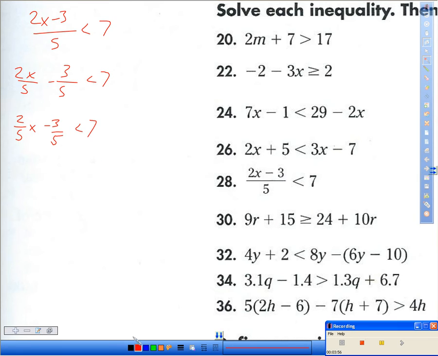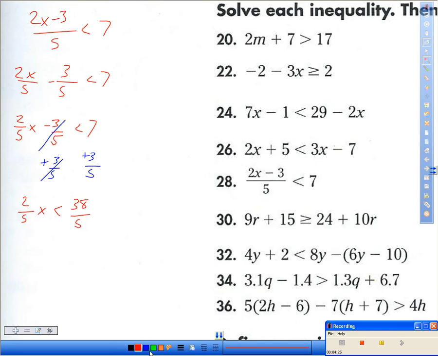And at that point, it's a two-step inequality to solve. We need to add 3/5 to the left and add 3/5 to the right. 3/5 added to negative 3/5 gives us 0. So on the left-hand side, we end up with 2/5 x. On the right-hand side, 7 plus 3/5, well, that's 35/5 plus 3/5, which is 38/5. Since we just added, we don't need to change anything with the sign. Just bring it down exactly as it appeared there.